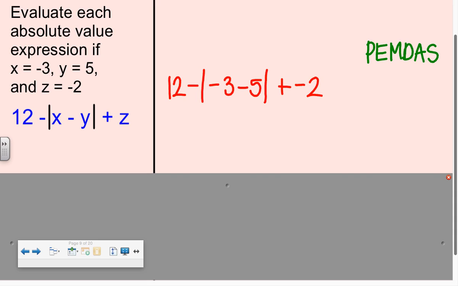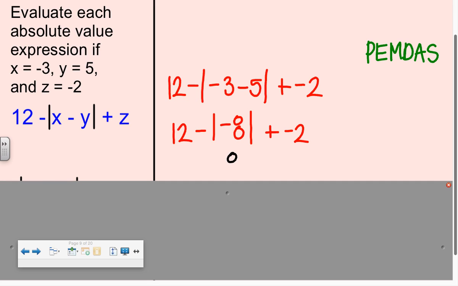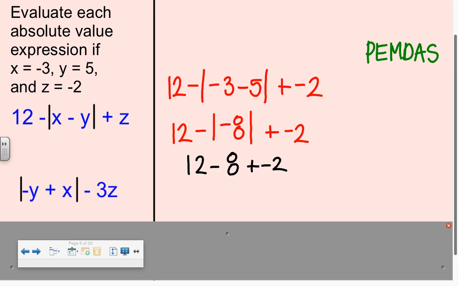All right, so if I'm working inside my absolute value lines first, I know that -3 and -5 make -8. So I'll bring everything else down. Now, since I've just got one number left in my absolute value bars, I can change that to a +8 and again bring everything down. Now I've just got adding and subtracting, so I just work from left to right. 12 minus 8 is 4. 4 plus a -2 is 2. So my answer for the expression is +2.